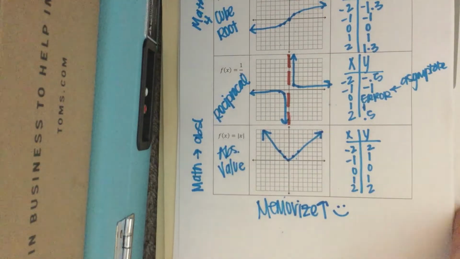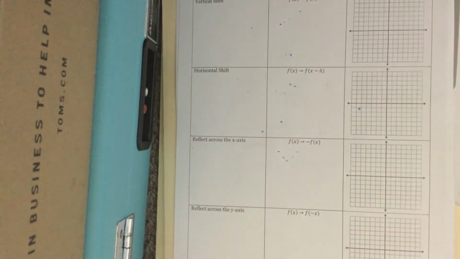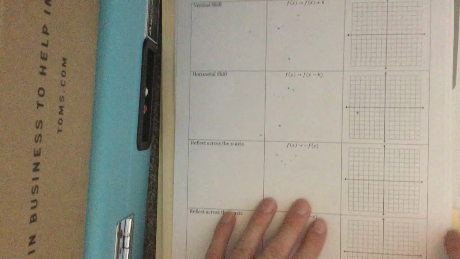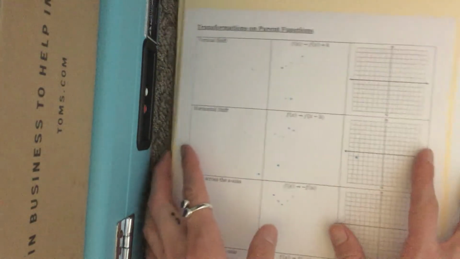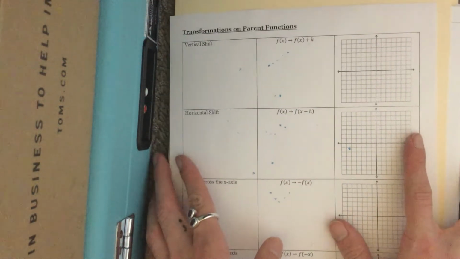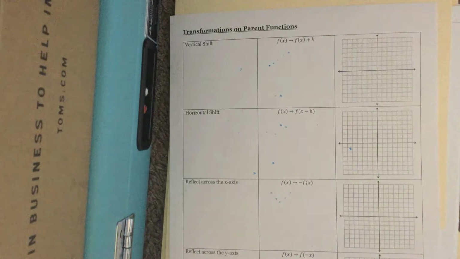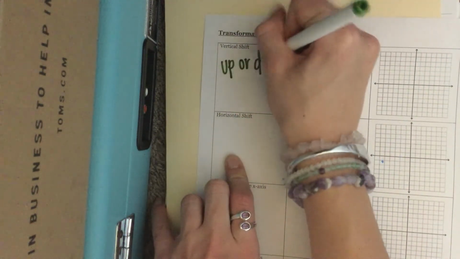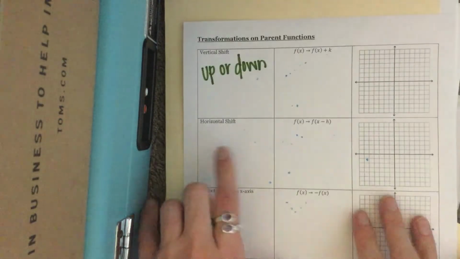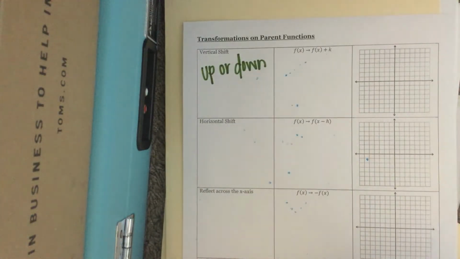Okay, let's flip this over. I'll go to the next one. I shouldn't have used a marker. Let's look at this. So vertical shift. Vertical shift is up or down. Up or down. Okay, it's always exactly what you think it's going to do.